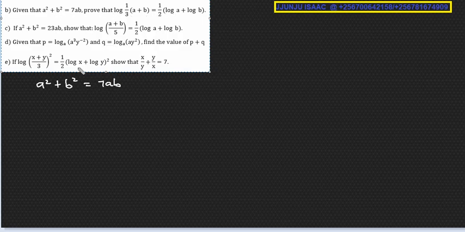Now the idea is here. We know from the binomial that (a + b)^2 is going to be equal to a^2 + b^2 + 2ab. So we need to now find this a^2 + b^2. From here it will be (a + b)^2 - 2ab. Hope you get that.